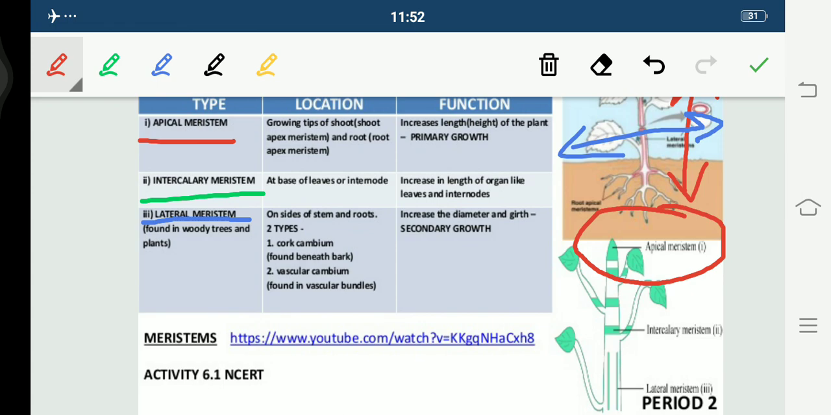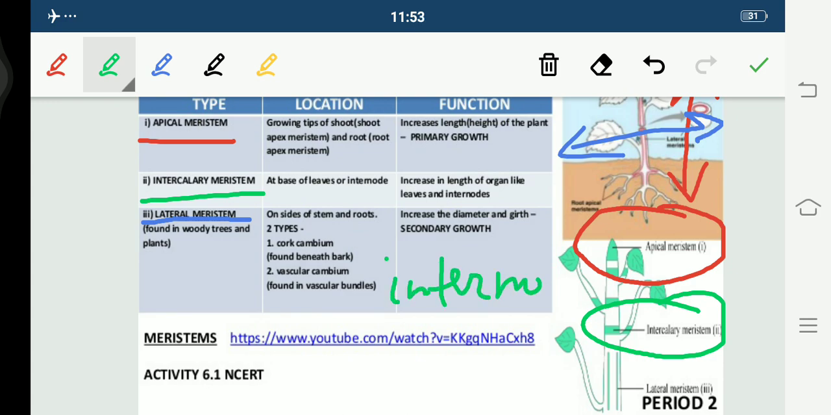Now coming to the next one, the intercalary meristem. Look here students, this one is the intercalary portion, which is present at the base of leaves or internodes, right? Internodes. Now students, what is its function? They increase the length of organs like leaves and internodes, fine, as they are present only at the base of leaves and internodes.